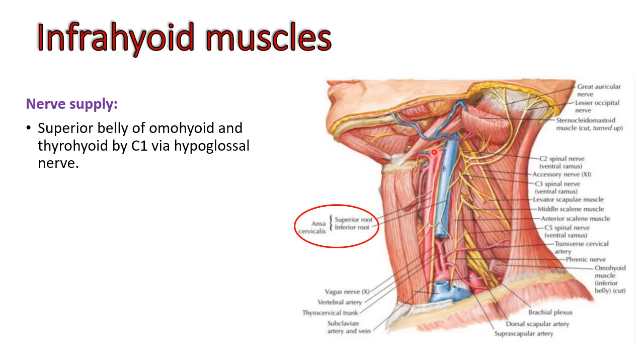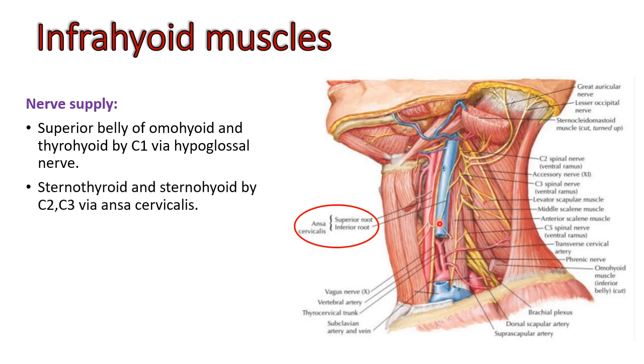the hypoglossal nerve. The C1 fibers traveling via the hypoglossal nerve are called the descendens hypoglossi, which supplies the thyrohyoid muscle and the superior belly of the omohyoid, whereas the remaining two muscles, sternothyroid and sternohyoid, will be supplied by the inferior root, which is formed by C2 and C3 cervical nerves. So C1 and C2, C3 form the nerve loop called the ansa cervicalis. So nerve supply is by the ansa cervicalis.